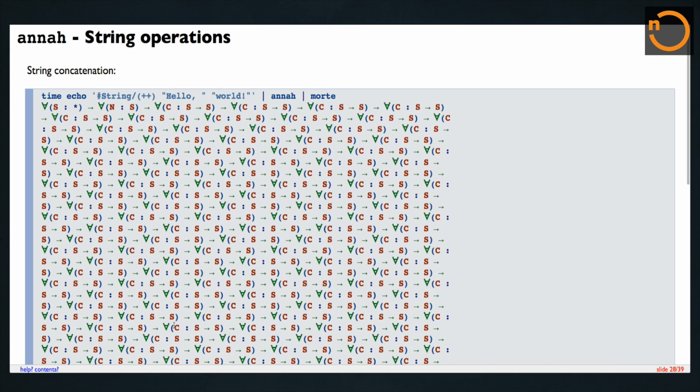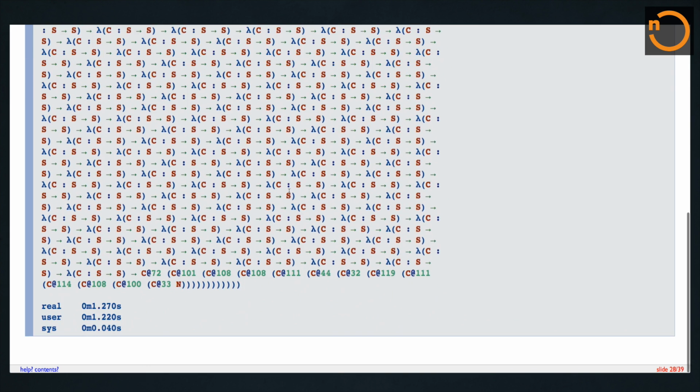And once you have an encoding for strings, you can encode things like string concatenation. You can encode all string operations using pure lambda calculus. So here, I can say in Ana, concatenate the strings hello and world, pipe that through Ana, pipe it through Morte, and it will concatenate them at compile time. So here again is hello world encoded in ASCII lambda calculus.